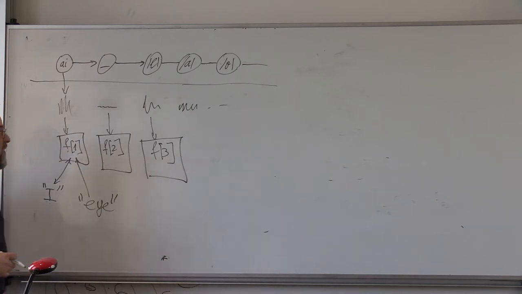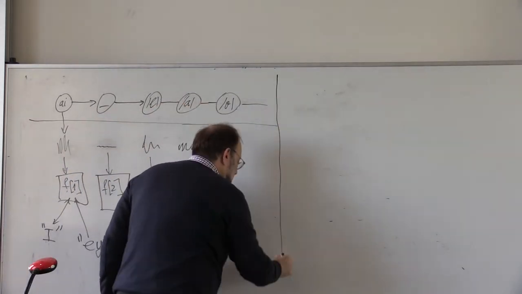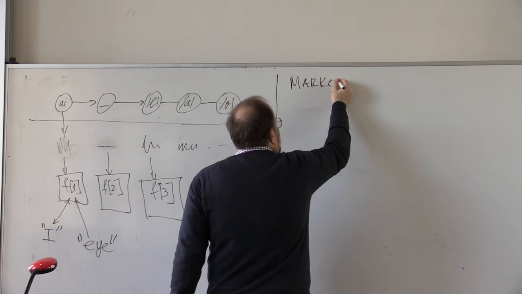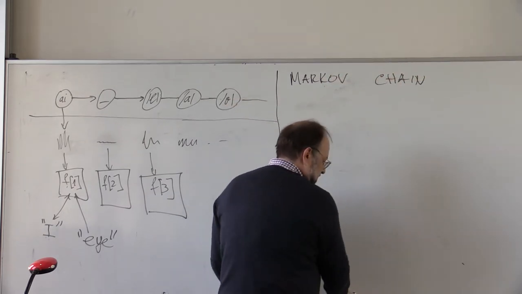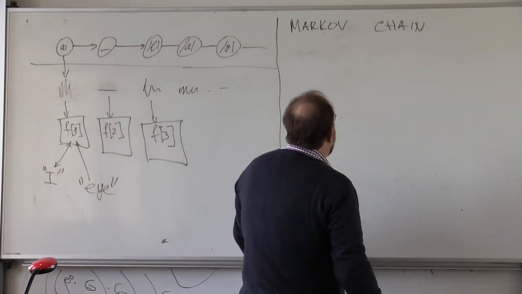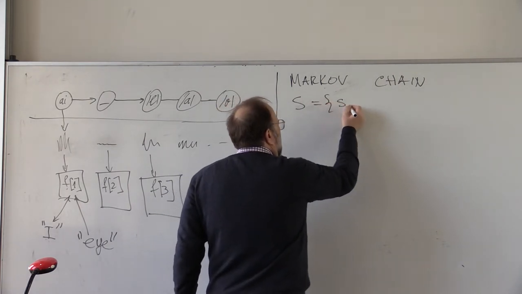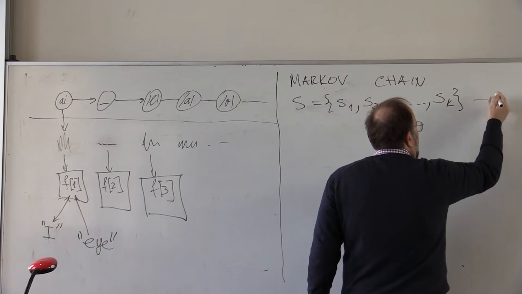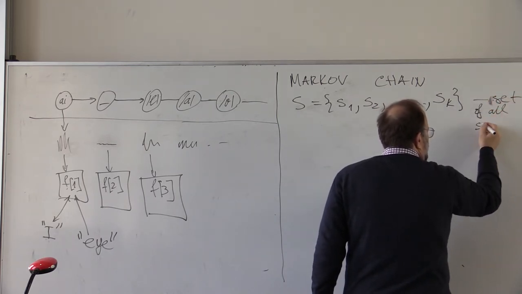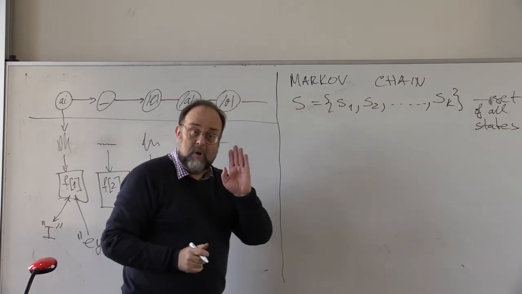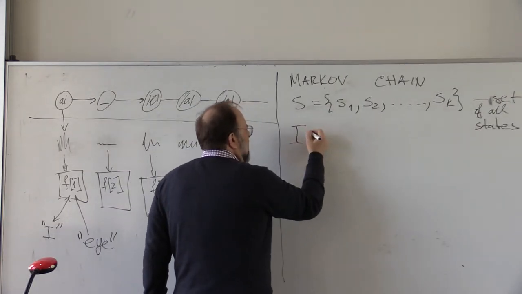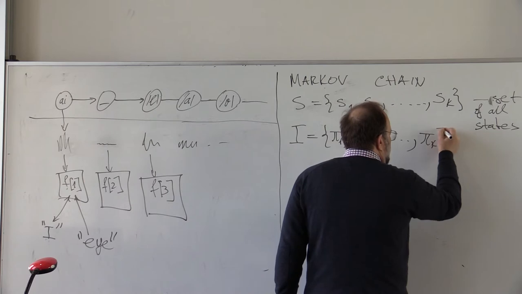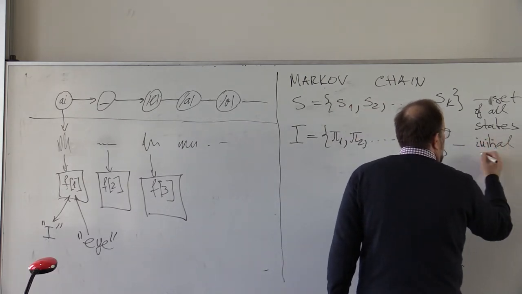So now the hidden Markov model is not just a Markov chain. So what did we say for a Markov chain? Do I have it on the other board or did I erase it? I did erase it. Well, we have the set of states S1 up to SK. So this is the set of all states. In our example, it will be the set of all phonemes. Then we have initial probabilities pi 1, pi 2, up to pi k.